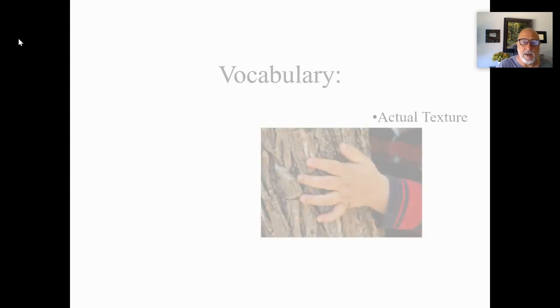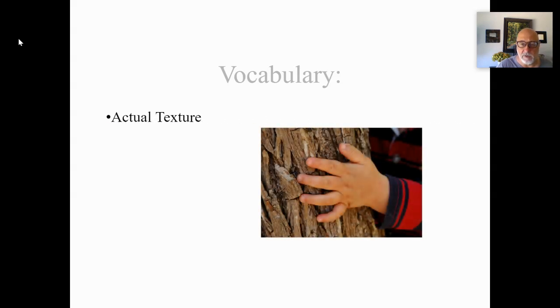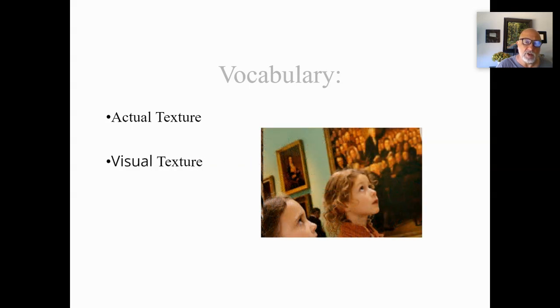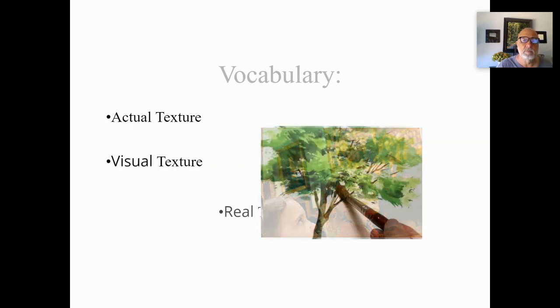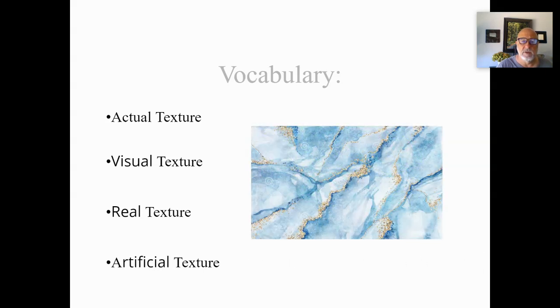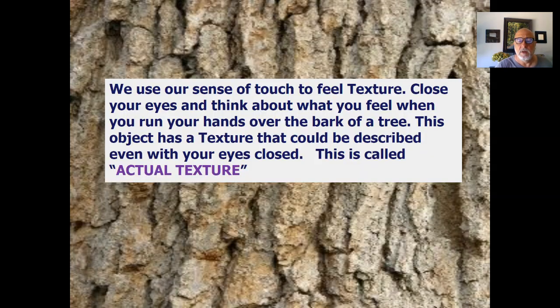First, we have actual texture, then visual texture, real texture, and artificial texture. What are the differences between these? Well, actual texture is the way something feels to your sense of touch.